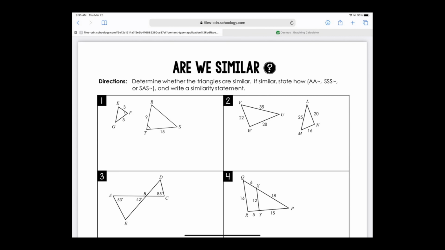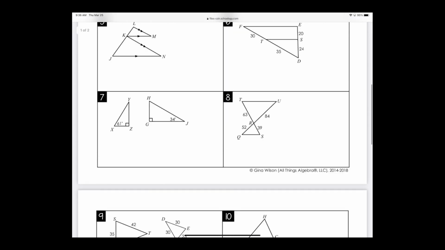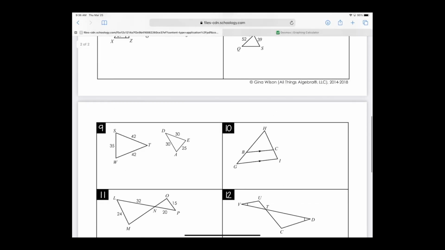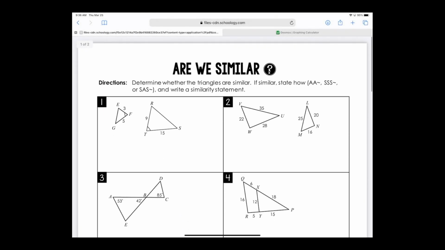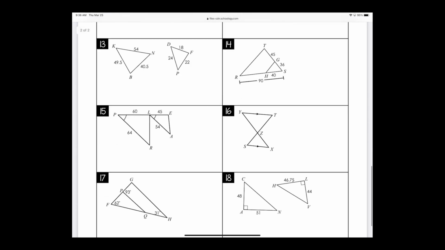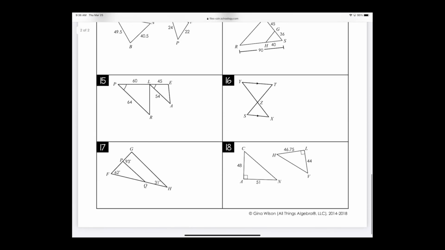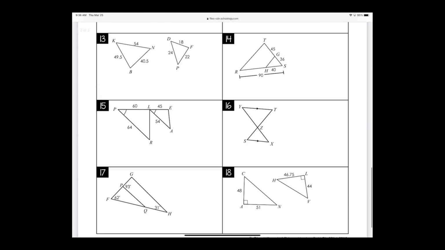Did everyone hear that? Give me a yes, a thumbs up, or say yes in the chat. Only do 9. Why? I'm giving you a break because you still have homework to do. What's due tomorrow? This classwork and the homework.